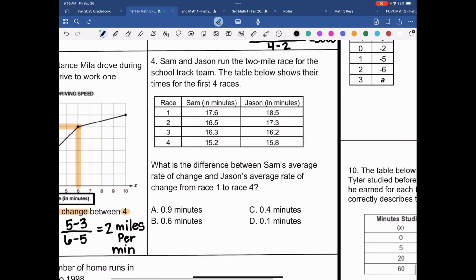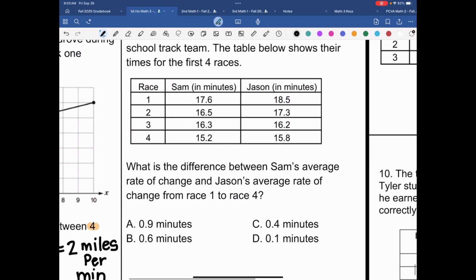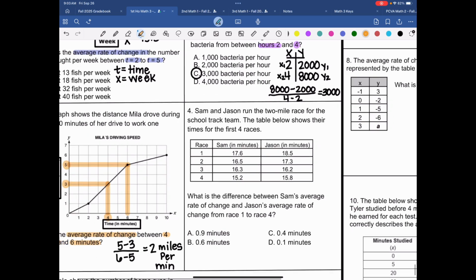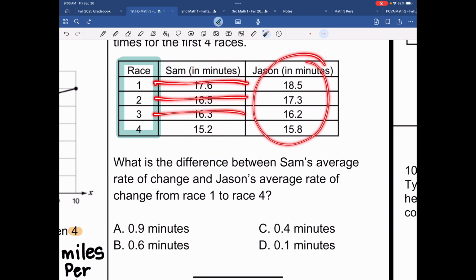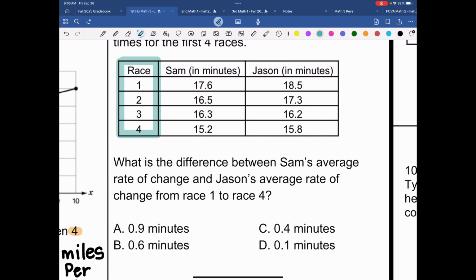All right, so the next one is kind of a comparison problem. It's not a graph. So it says, Sam and Jack ran the 2-mile race for the school team. The table below shows their first 4 races. So essentially this is 2 tables in one. So if I'm looking at my table here, I can see that these are my number of races. Okay, so this is the race time for Sam for each race, and then this is the race time for Jason in each one. So they want to know what is the difference.